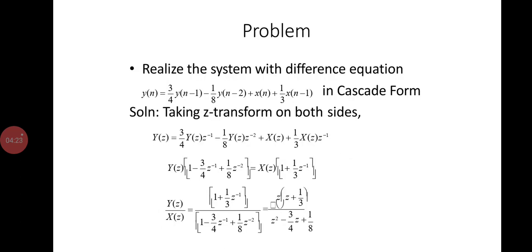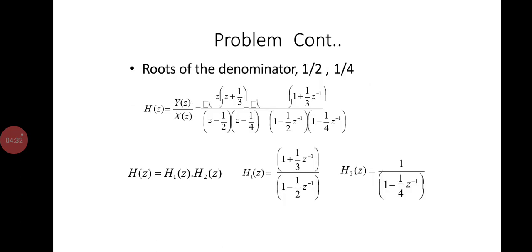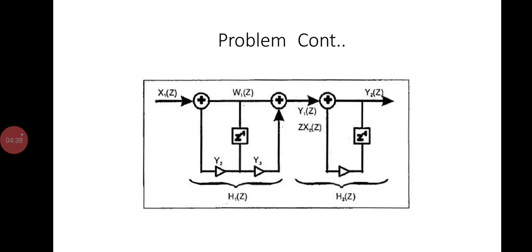Now while we are doing the problem, here they have given the difference equation. Here also we want to take the z transform and we are splitting this into two equations. After splitting this equation into h1 of z and h2 of z, here we are just connecting them. In the case of h1 of z, we have both numerator and denominator, and in the case of h2 of z we only have the denominator. Therefore, we are realizing each one.